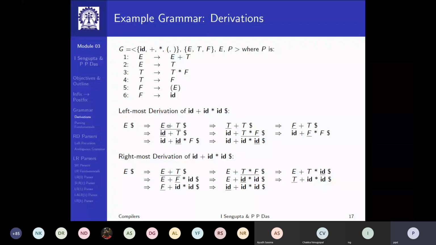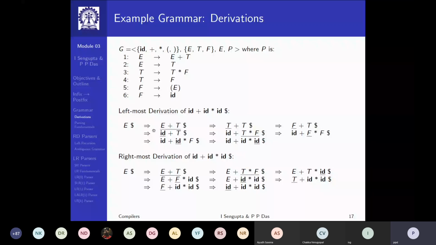We keep on doing this till we end up with a string which comprises only of the terminal symbols. We call it the sentence. So that is one of the sentences in the language of the grammar. And all of the intermediate steps or strings that go through this process of derivation are known as sentential forms.